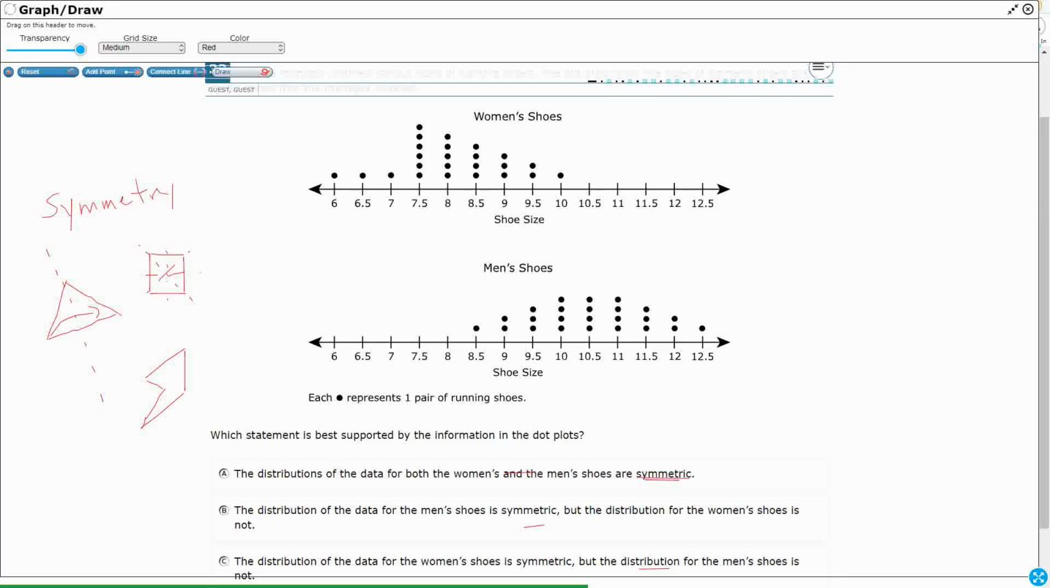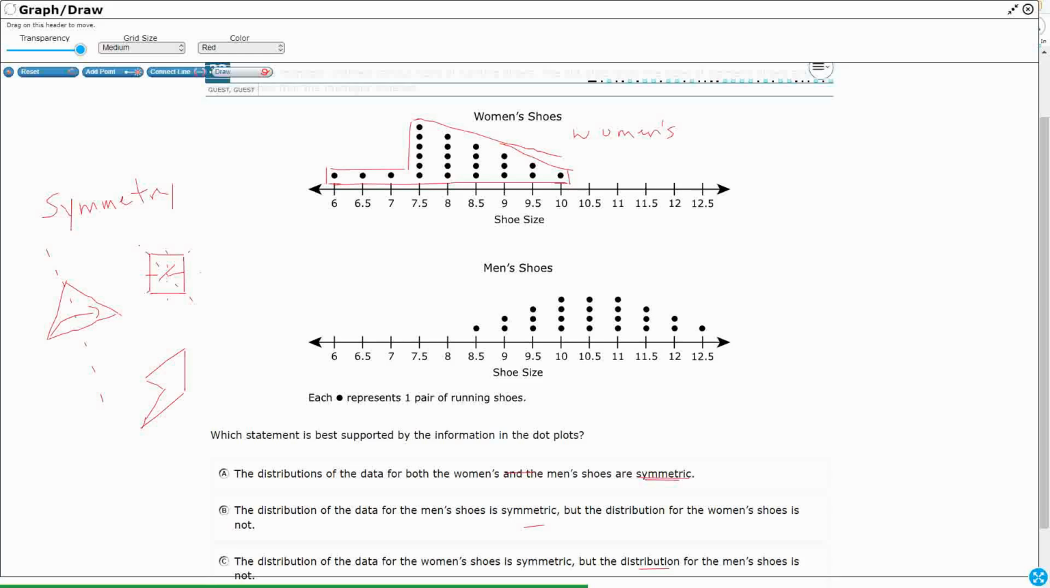So let's do that. Let's make each of these a shape. And what we're going to start with is we're just going to simply outline each of these. So let's just draw across the bottom. And then what we're going to do is we're just going to kind of draw up like this. And all I want to do is I just want to capture the dots. Let's just capture the dots. Let's get that a little bit better. There we go. All right, so there's my shape for the women's.